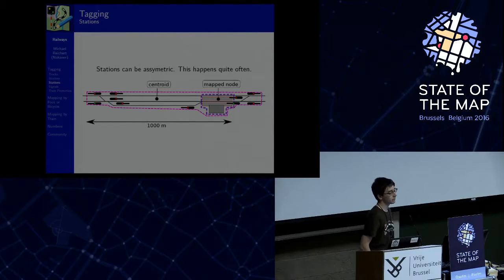Stations can be asymmetric, and that's quite often the case. And in this case, an automatically calculated centroid point would be very wrong, multiple hundreds of meters away from the real station.